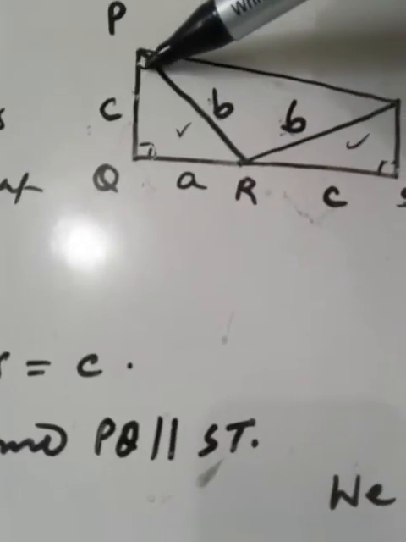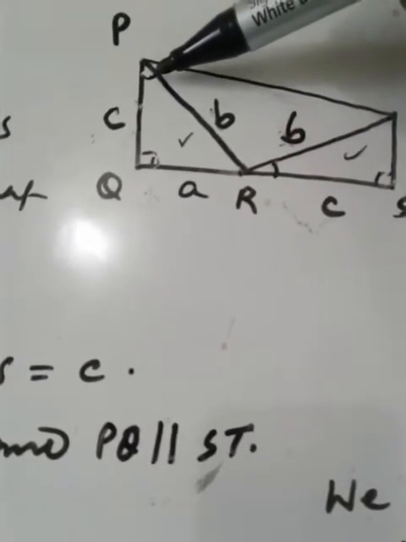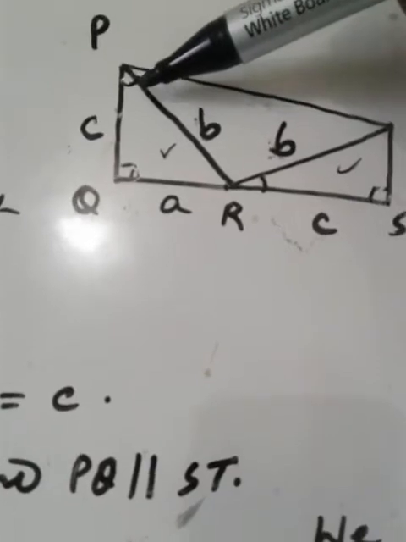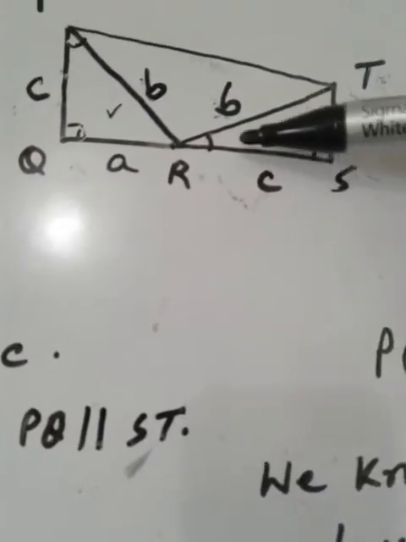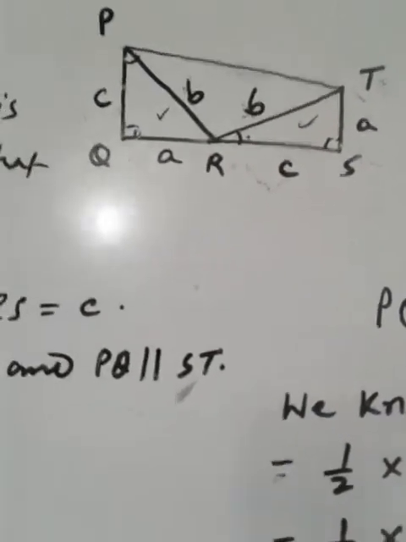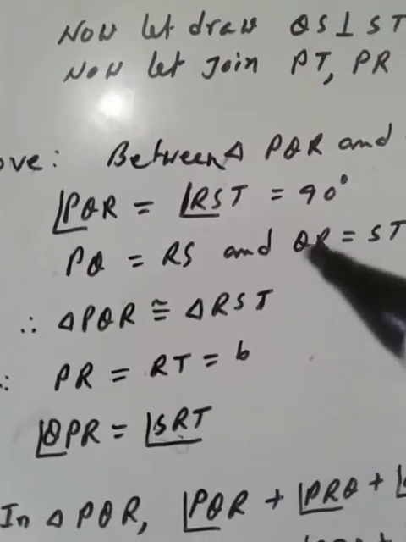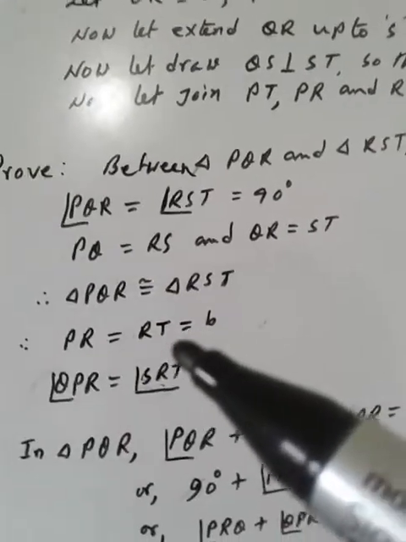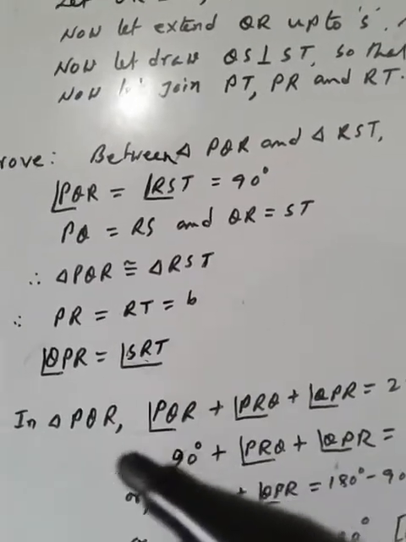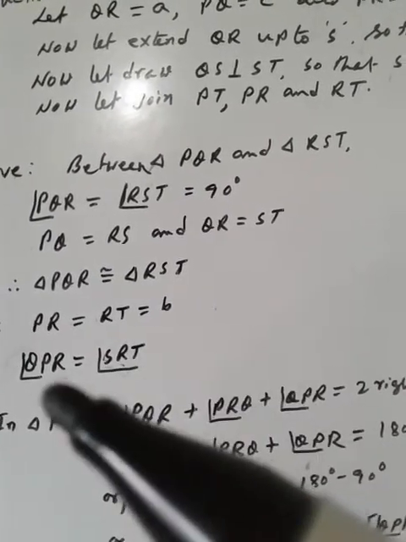And this angle equals this angle QPR. Angle QPR equals angle SRT. These two angles are equal. Now see, the statements are given here between the two triangles. Both triangles are congruent, so PR equals RT, and this angle equals this angle.